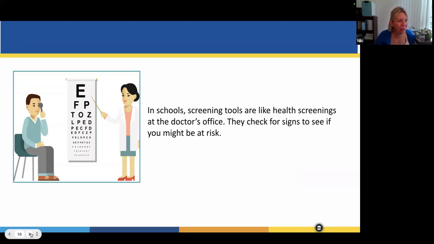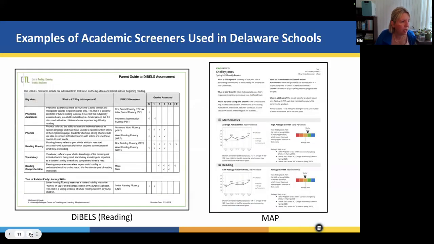So in school, screening tools are like health screenings at a doctor's office. They check for signs to see if there might be risk. Same concept that we're looking at here. So some examples of academic screeners that are used in Delaware schools. Again, this is not my area of expertise, but I do know that these are some screeners that schools are using. DIBELS is a big one, identifying those early indicators of reading performance. And then MAP screening is another one.